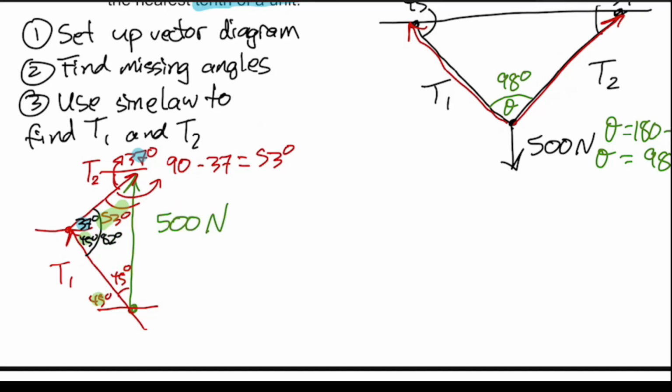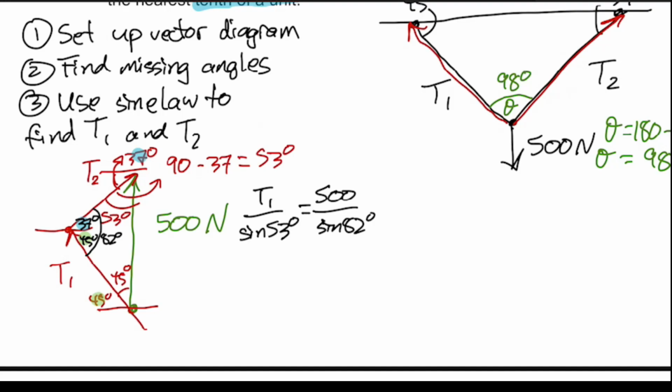So I have a triangle where I have a pair of information. I have an angle and the side length across from it. And I have my other angles. So I can use sine law to find my missing values here. Let's go ahead and give that a whirl. For T1, so side length T1, the opposite angle is 53 degrees. So I'm going to have T1 over sine 53 degrees is equal to 500 over sine of 82 degrees.